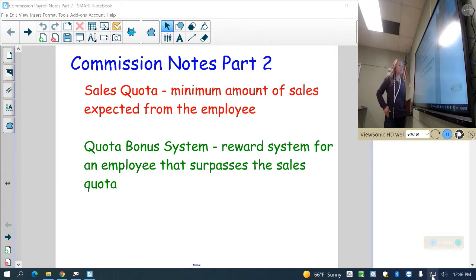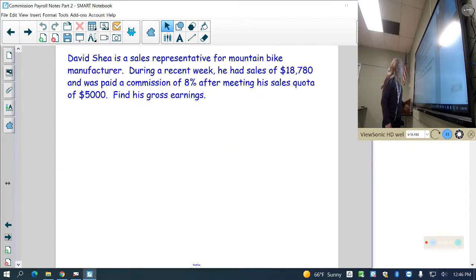Okay, a quota bonus system is a reward system for an employee that surpasses that sales quota. Sometimes you get paid for your quota, but then you'll get a bonus for anything you surpass. So let's look at this.